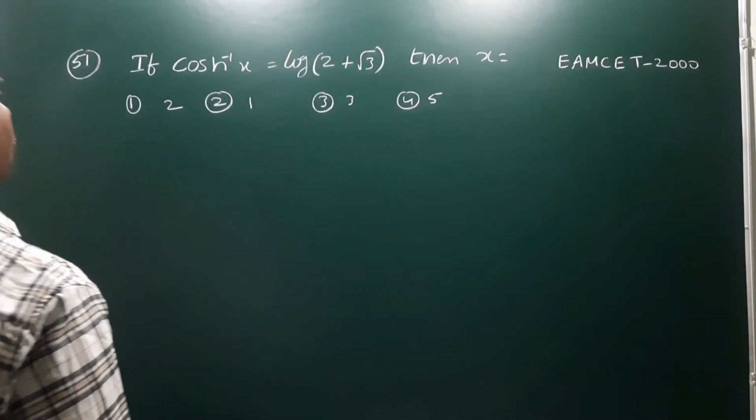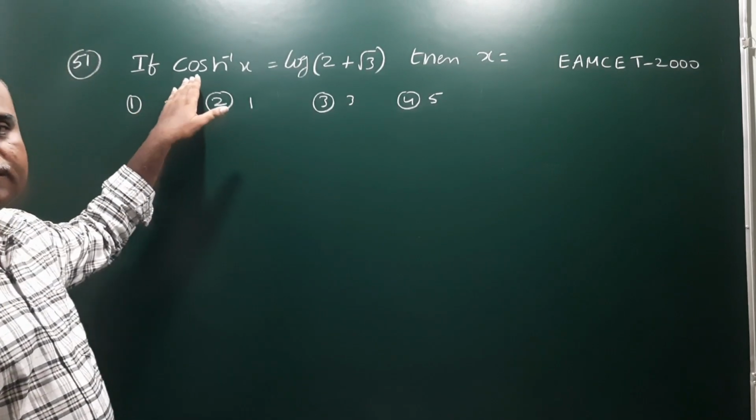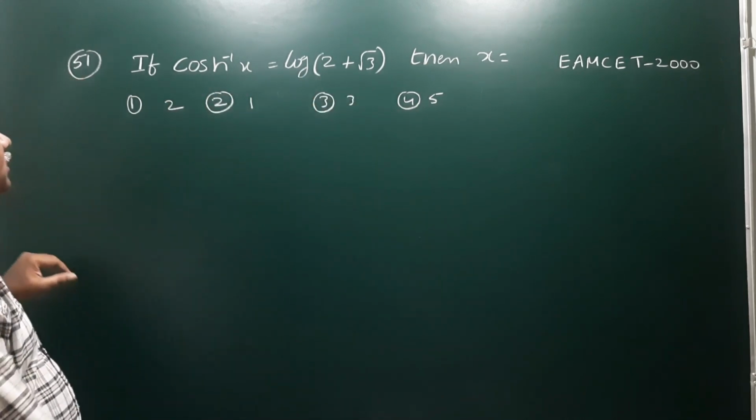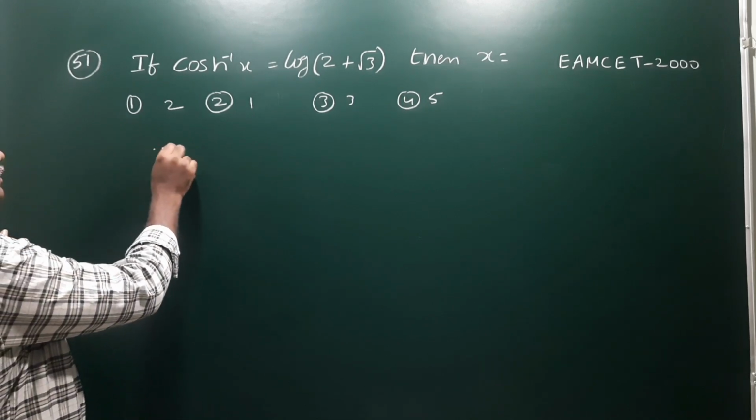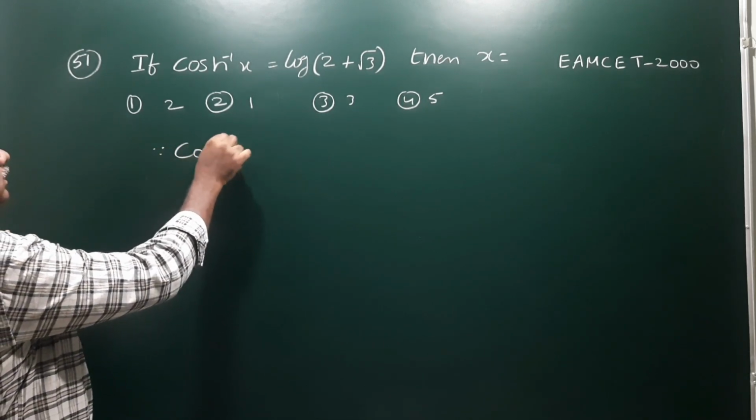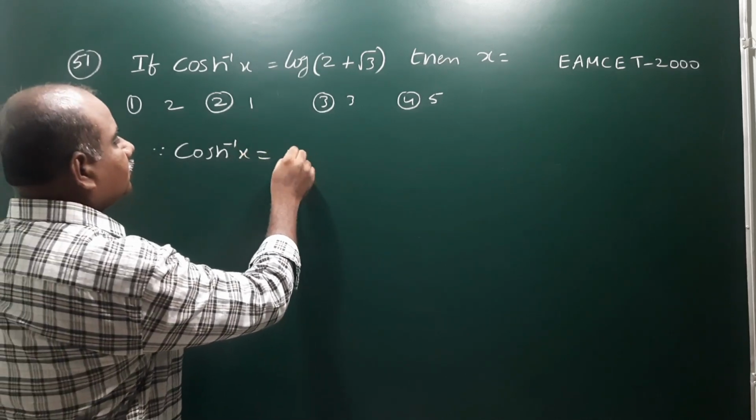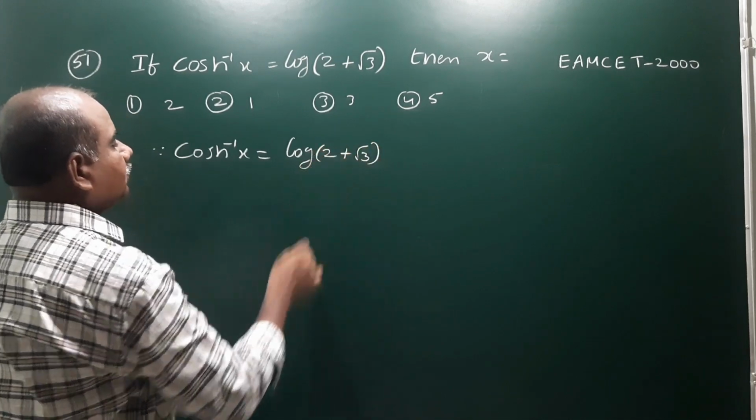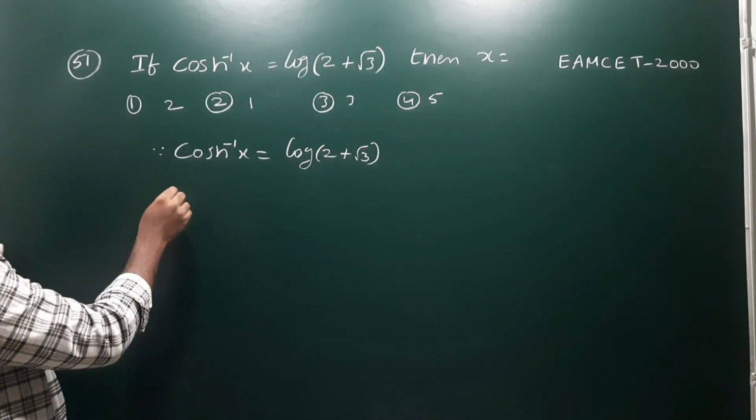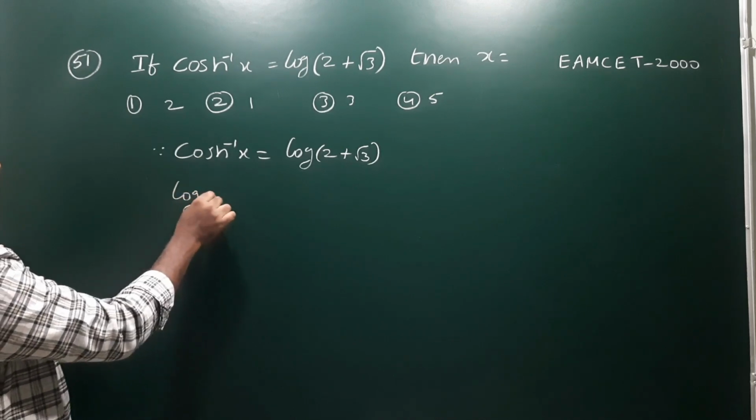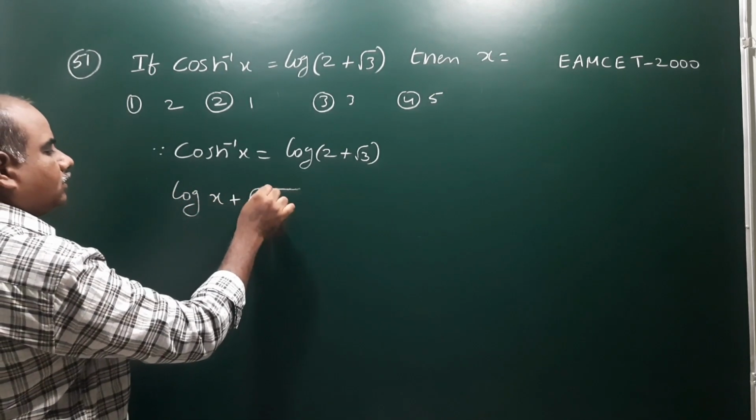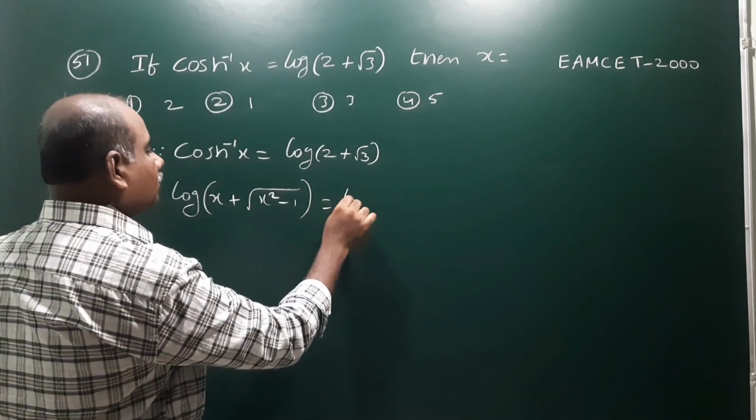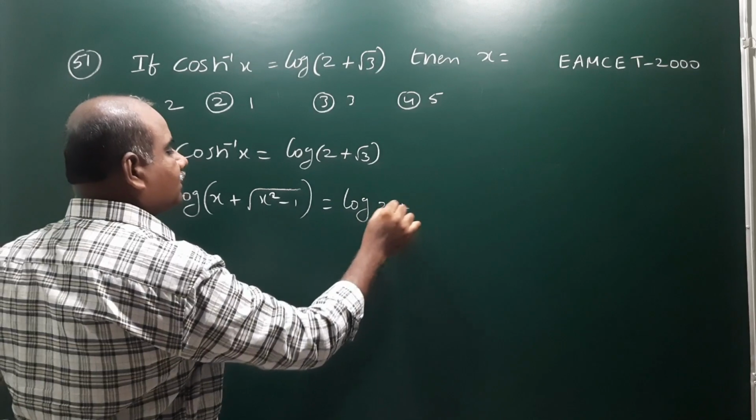Next, problem 51. If cosh inverse x is equal to log of 2 plus root 3, then find the value of x. Since cosh inverse x is equal to log of 2 plus root 3, this is given. You know the formula for cosh inverse x: log of x plus root of x square minus 1, that is equal to log of 2 plus root 3.